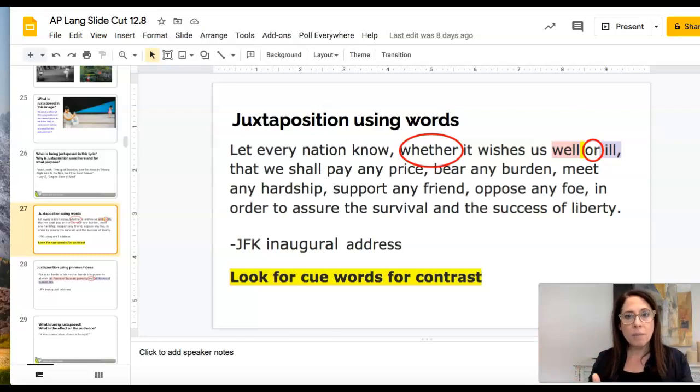And then we're going to think about the context of where it sits in the sentence and how that well and ill, wellness and illness works in the entire sentence, and then how it connects back to the meaning in the thesis and in your claim.